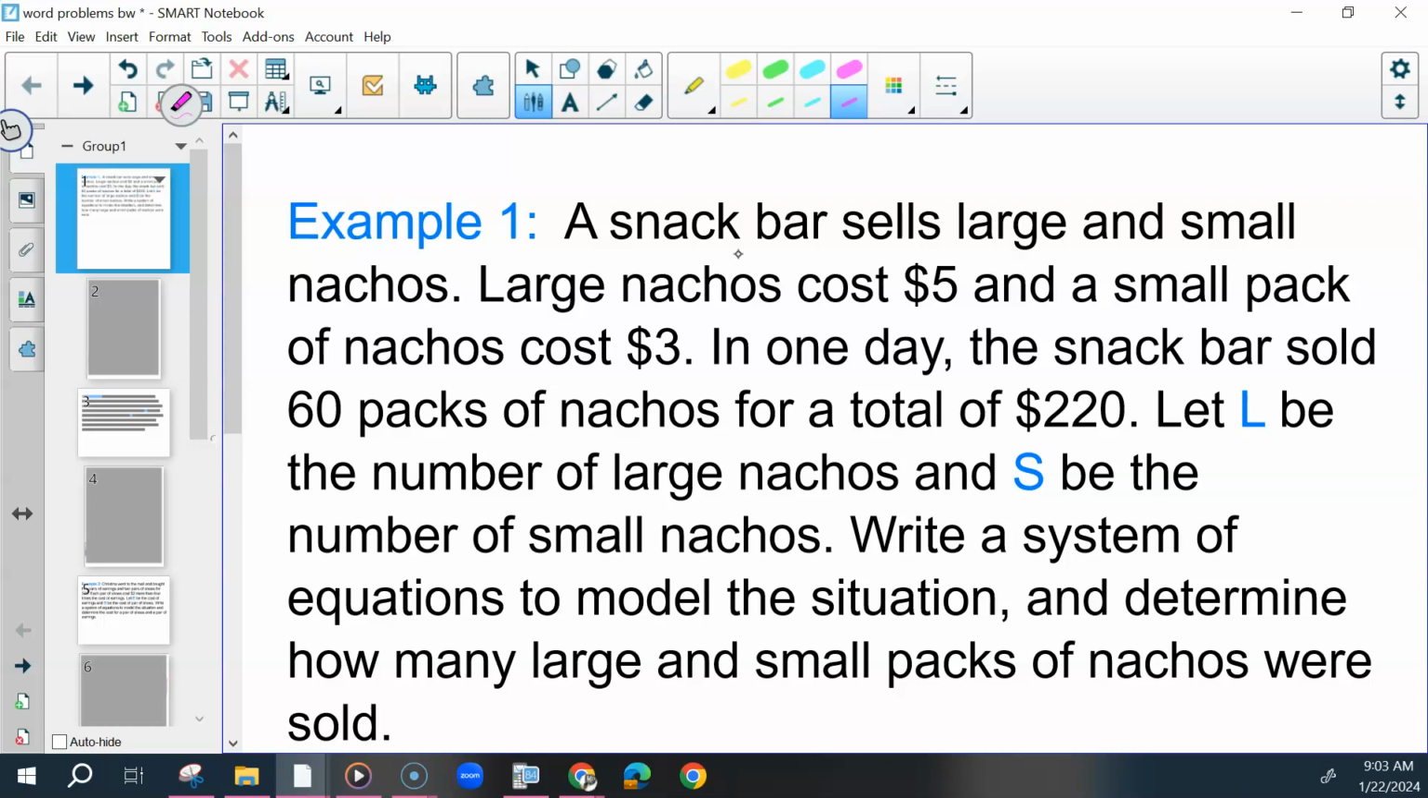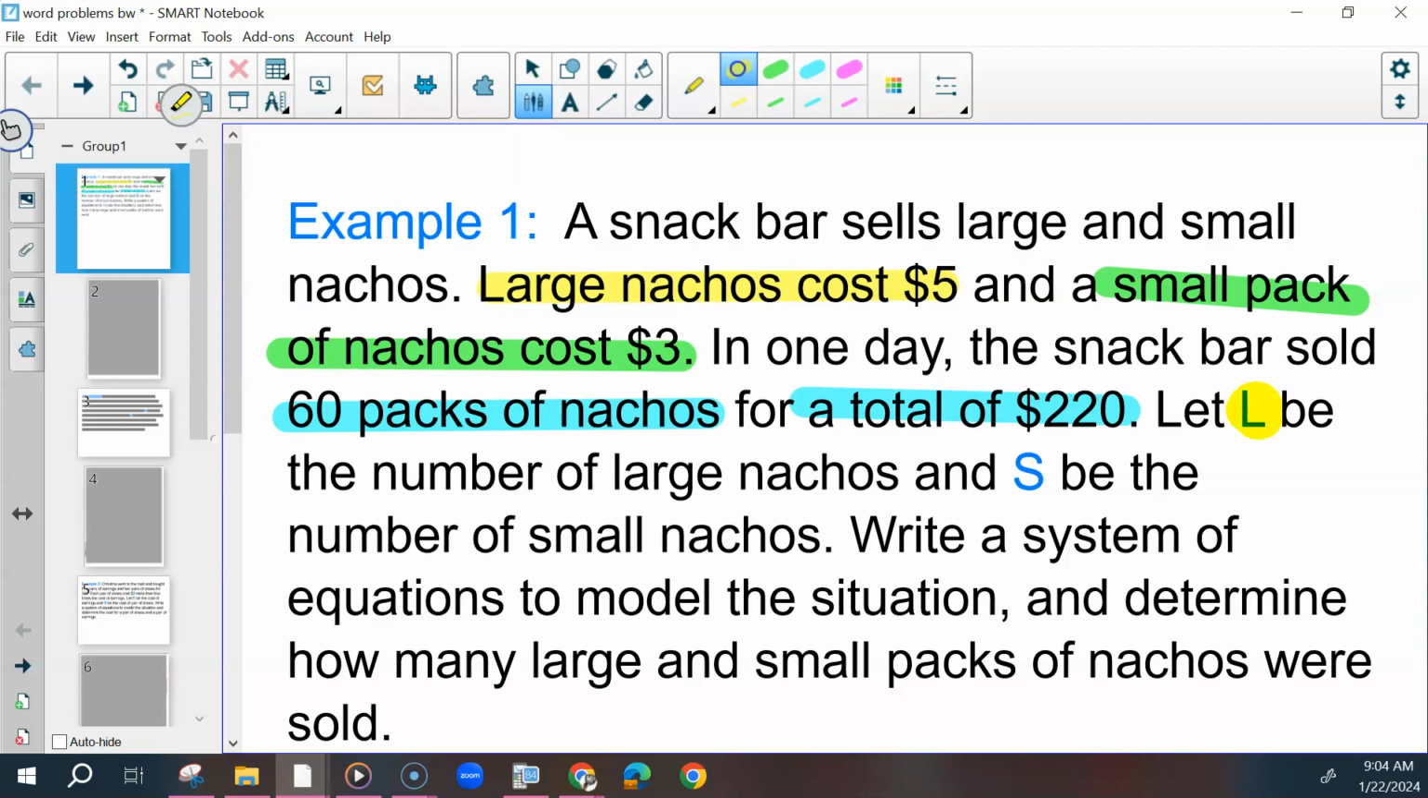Large nachos cost $5. Small pack of nachos cost $3. 60 packs of nachos for a total of $220. What else? L is the number of large nachos.